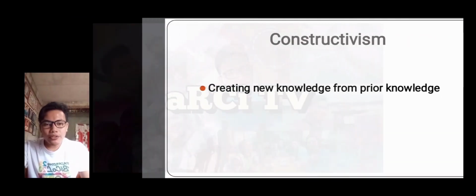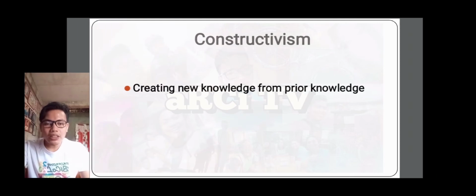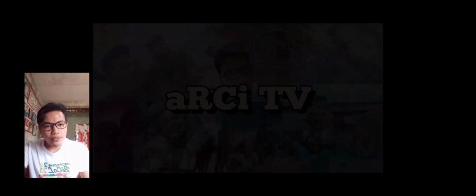Now, the next one is constructivism. Creating new knowledge from prior knowledge. O ito yung tinatawag nating schema theory. From prior knowledge, then let's connect the prior knowledge to the new knowledge to create a new schema or to create a bonding knowledge between the two. Or a connection between the two.